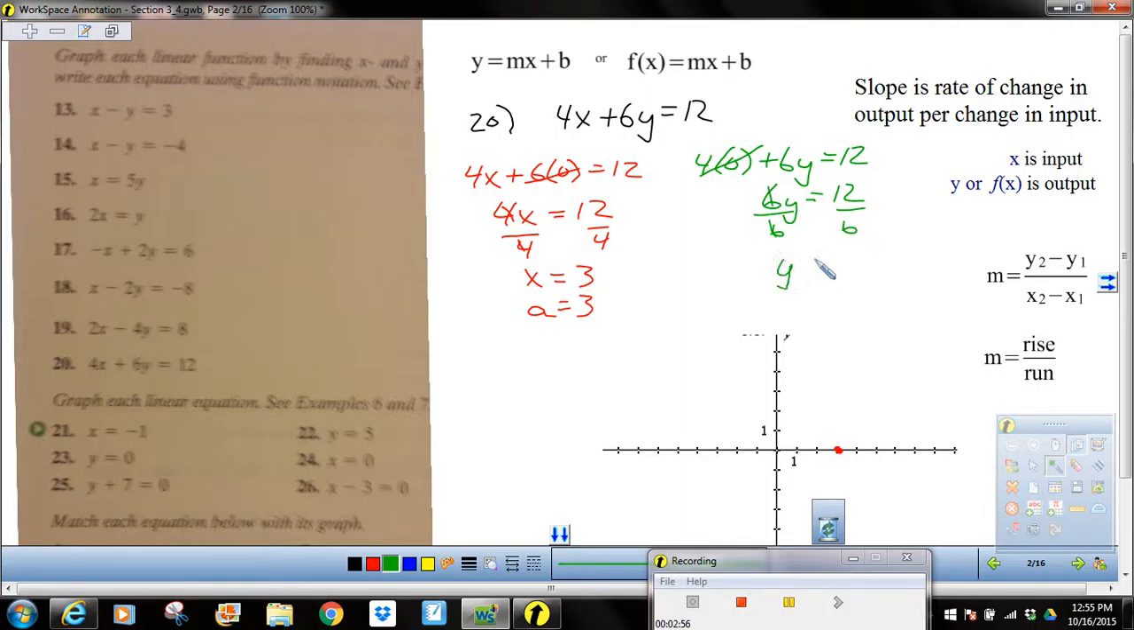Looks like my slope's going to be down 2 over 3, so negative 2/3, but that's not what they asked. They just asked for the graph. See if I can get a good line going here. There we go. Alright, and there's the graph.